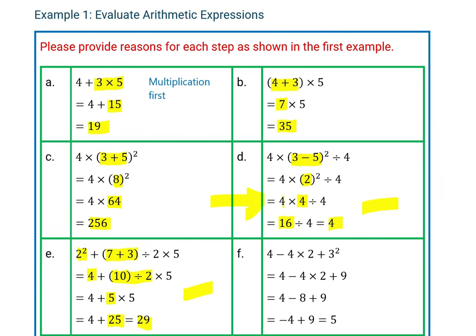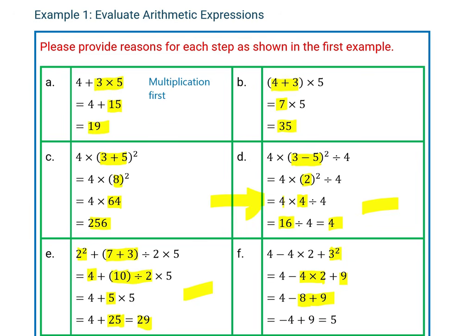Perfect. So the last example is 4 minus 4 times 2 plus 3 square. 3 square is 9, we'll write that down. And then 4 times 2, which is 8, correct? So we get 4 minus 8 plus 9. Now we have a statement which has subtraction and addition. We are going to go from left to right, right?